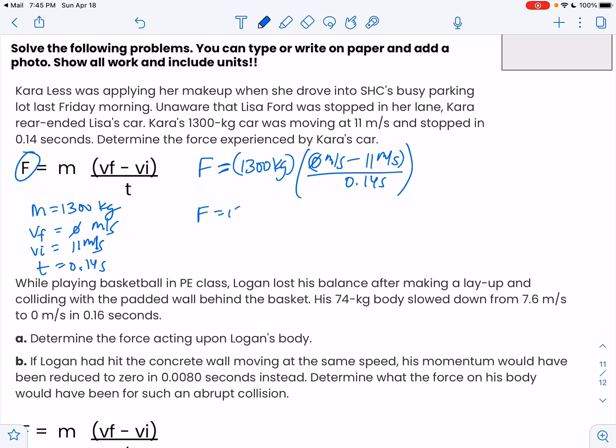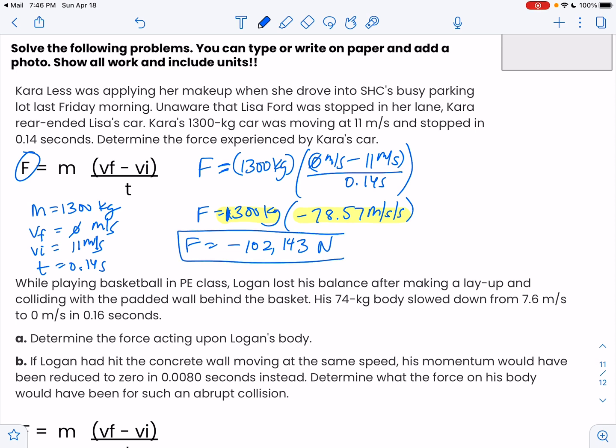Okay, so I'm just going to have 1,300 kilograms times negative 78.57. Okay, and that's going to be meters per second squared, right? Because that's going to be a mass, that's an acceleration, which is going to be a force. Okay, and then times 1,300 is going to be a force of negative 102,143. I'm just going to round it off a little bit. Okay, and it's going to be negative, right?